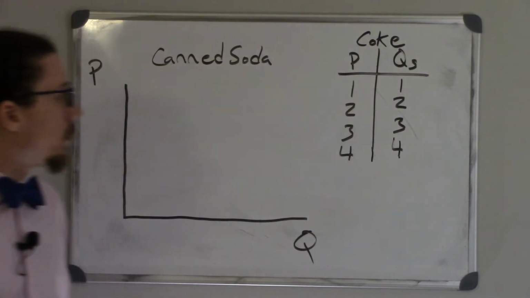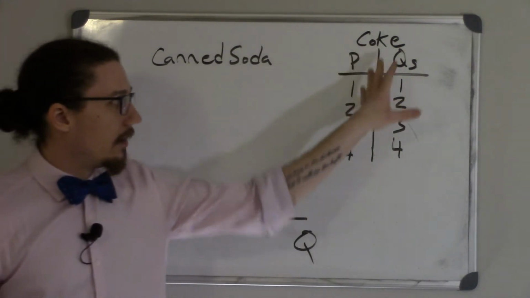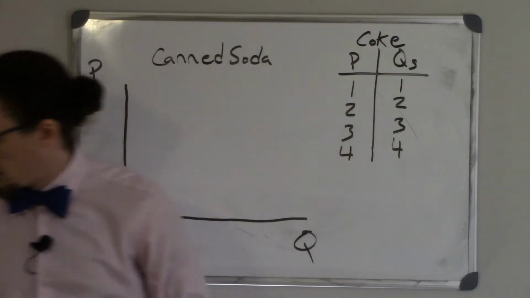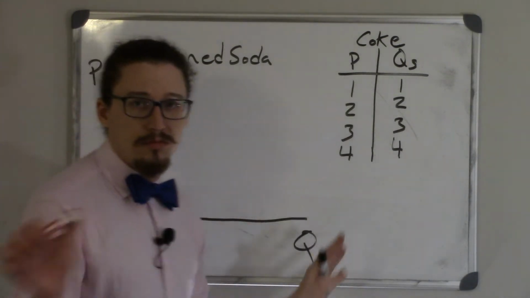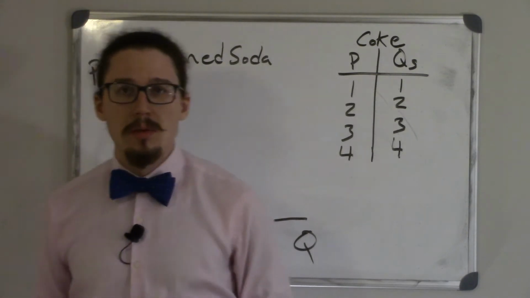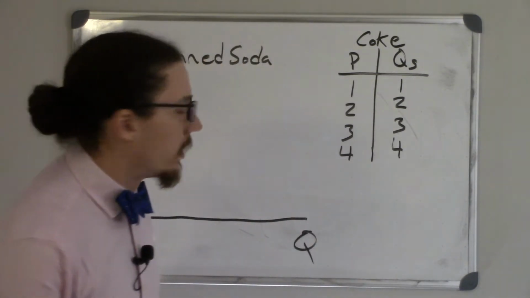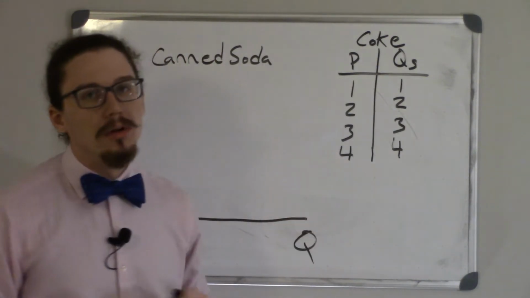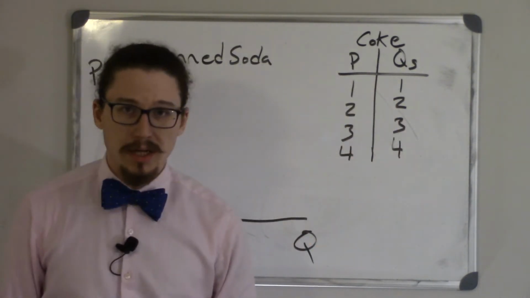We're going to start with a blank thing, and I've got a little supply table over here. We'll start with our canned soda. We're going to say the only member of this market is Coca-Cola. So they're the only ones producing soda, and then I gave a very, very simple price and quantity supplied schedule.